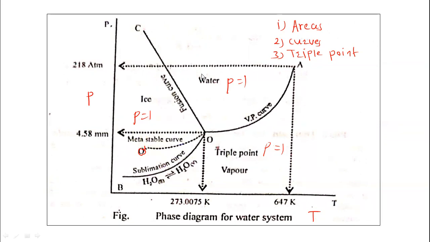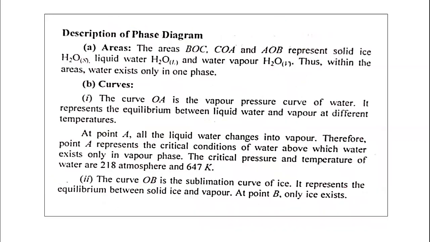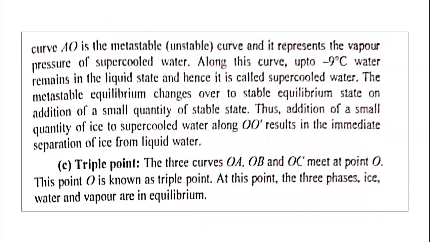Second, we discuss the boundary lines or curves. Actually, there are three boundary lines given here. Curve AO or OA represents the equilibrium between liquid water and vapor water. Curve OC represents the equilibrium between solid ice and liquid water, and curve OB represents the equilibrium between solid ice and vapor water. So thus there are equilibria between the phases. There are three curves in the phase diagram and one triple point. So this is about the description of the phase diagram.